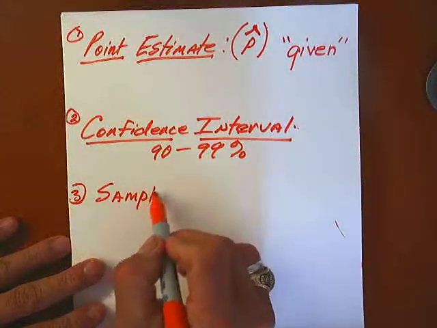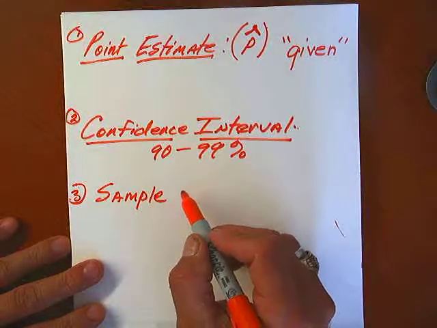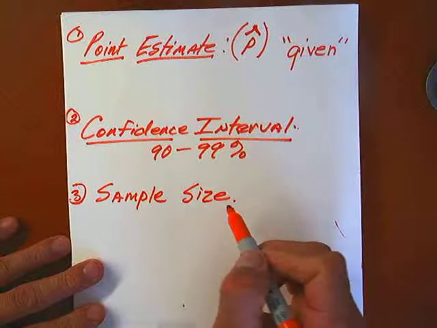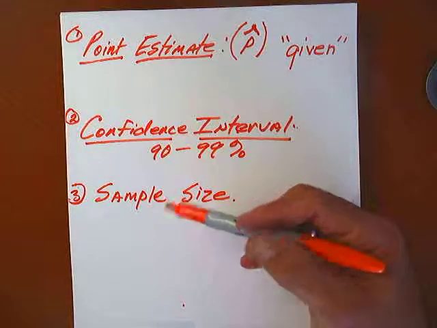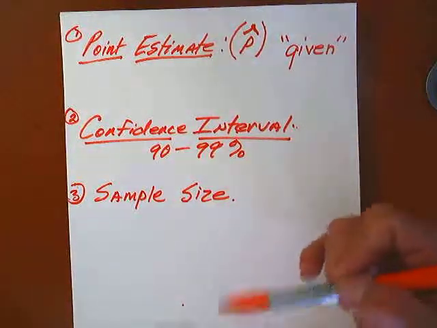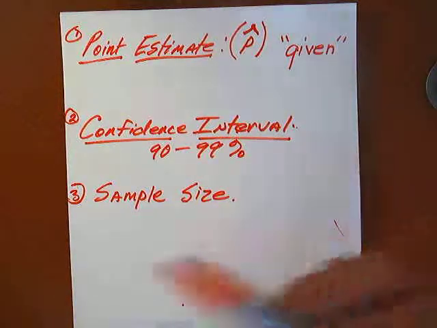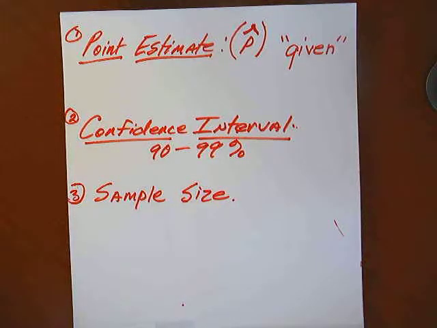And the last thing would be the sample size. What kind of size do you need in order to have a certain percent confidence level? In other words, if you want a 98% confidence level, how many people do you need to go out and survey? What's the sample size that you need in order to obtain a 99% confidence interval? So these three things we will go over, and what to do to get those three things. Like I said, usually the point estimate, or p hat, is given in the problem.